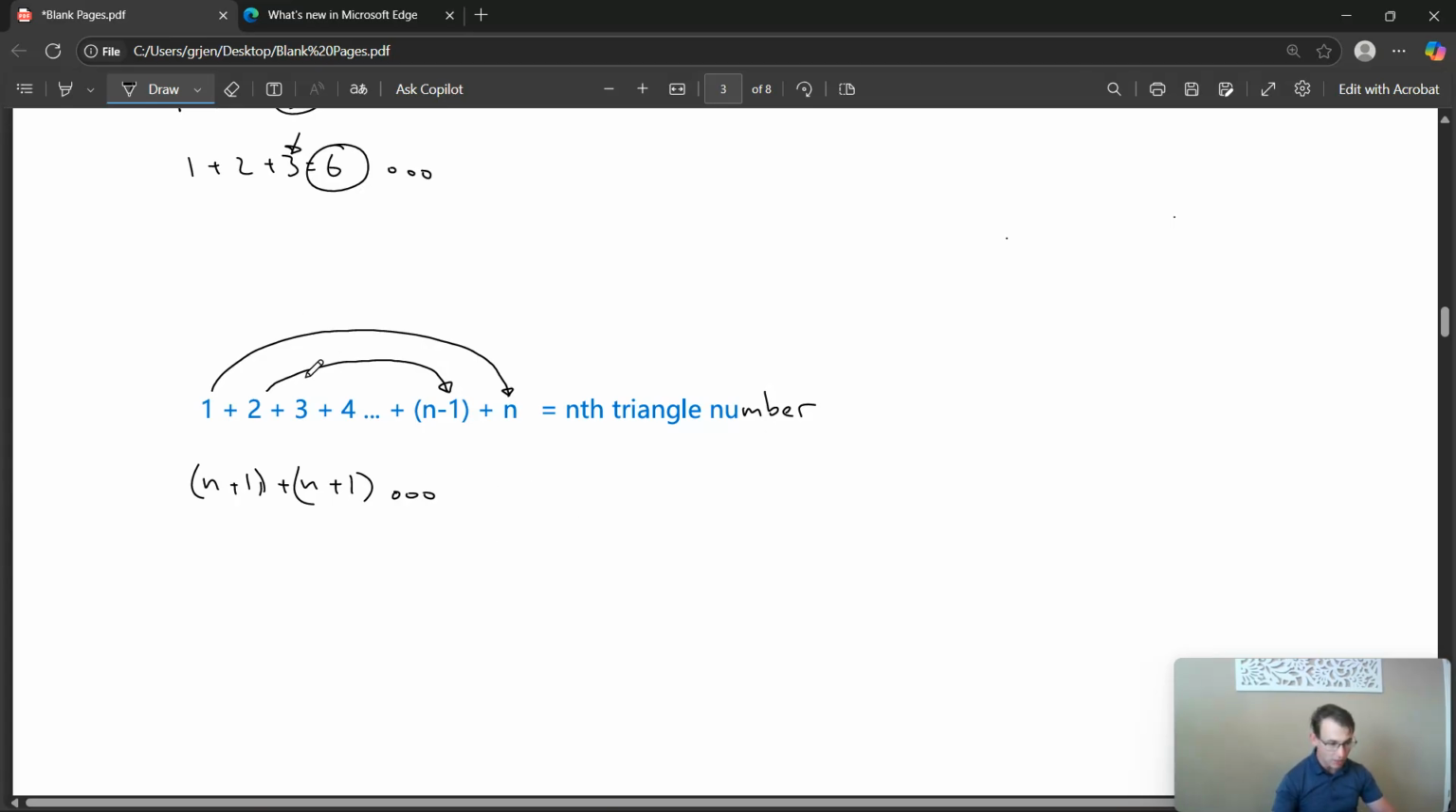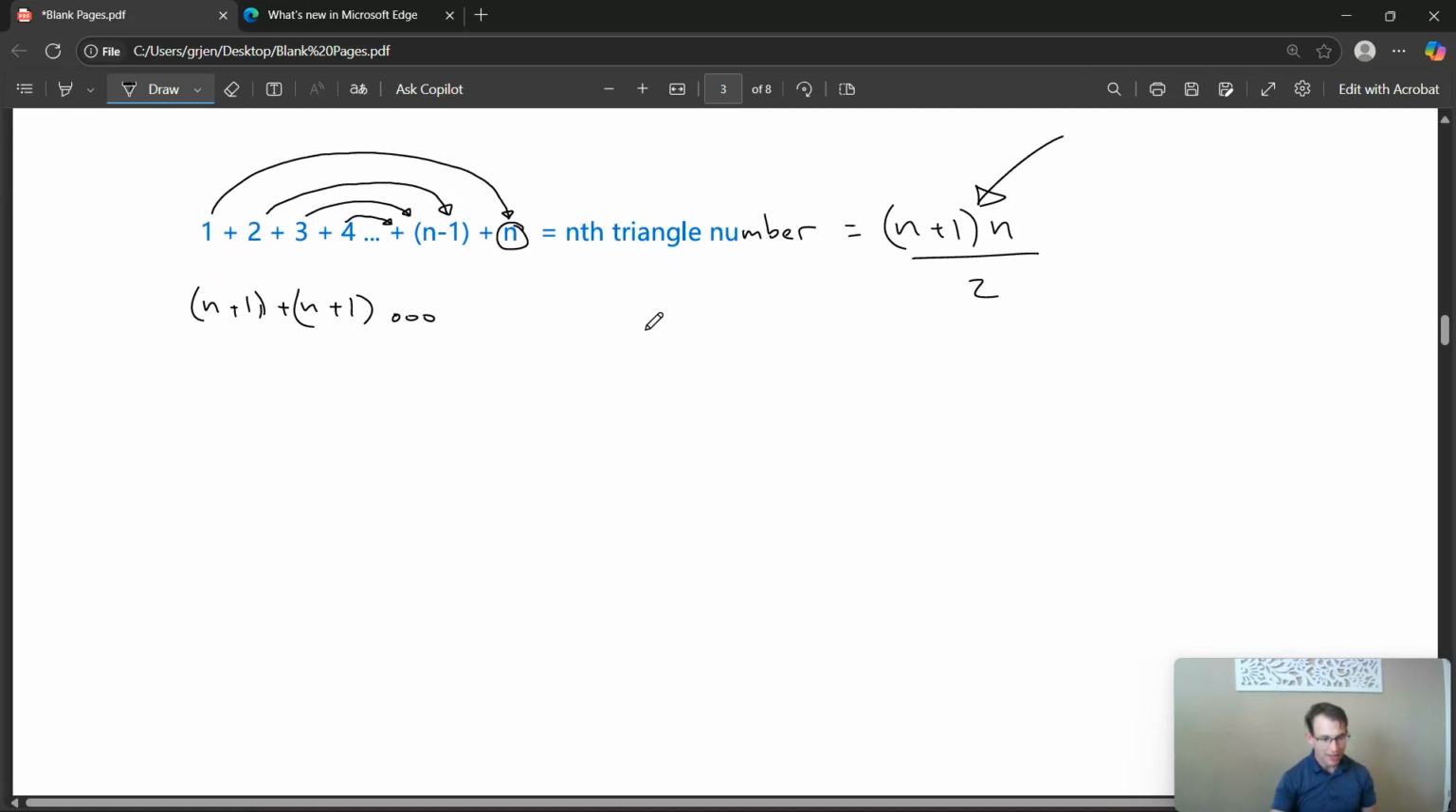How many of these are we going to have? Well, 3 is going to go with n minus 2, 4 is going to go with n minus 3, and so on. So we have this many divided by 2. So we can write the nth triangle number as n plus 1, and we have n divided by 2 number of pairs of that. Now, what we're looking for, again, is some number that has this form: x squared equals n times n plus 1 all divided by 2.